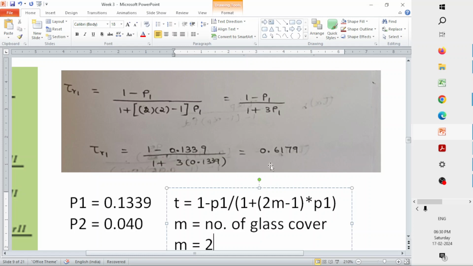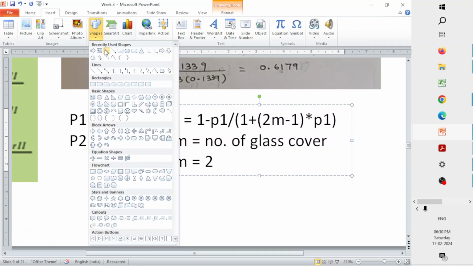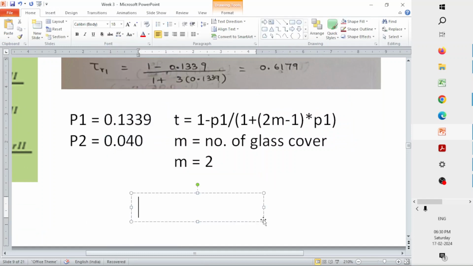Now I will leave it to you to tell me what is the value of tau r2. Tau r2 uses the same formula, 1 minus rho 1 divided by 1 plus 3 rho 1, but you have to replace the value of rho 1 with rho 2, which is 0.04. So, what will be the value of tau r2?